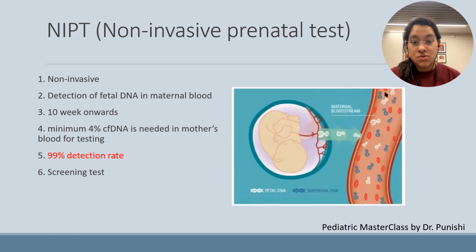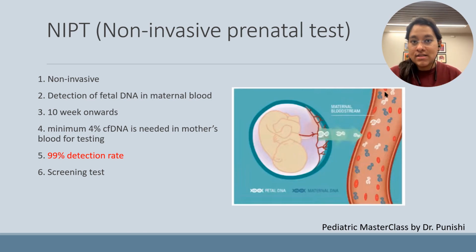Again, there's no test that comes without its fallacies and disadvantages. One of the fallacies is that there is a requirement of a certain amount of fetal DNA that must be present in the maternal blood to be able to do the NIPT testing. They say that a minimum of 4% of fetal cell-free DNA is needed in the mother's blood to be able to successfully do the NIPT test. Sometimes, when the amount of fetal DNA in the maternal blood is insufficient, the results can be inconclusive, and you might have to repeat the test.